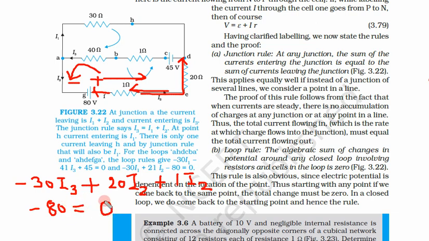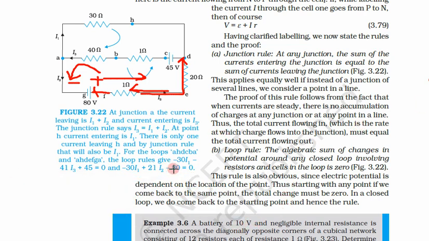This must be equal to 0. So minus 30 I3, sorry, this one is I1, not I3, this one is I1, 20 and 1, so plus 21 I2 minus 80 is equal to 0. So this is our second equation: minus 30 I1 plus 21 I2 minus 80 is equal to 0.